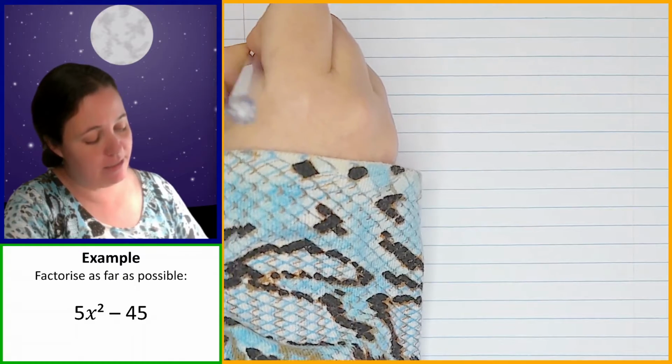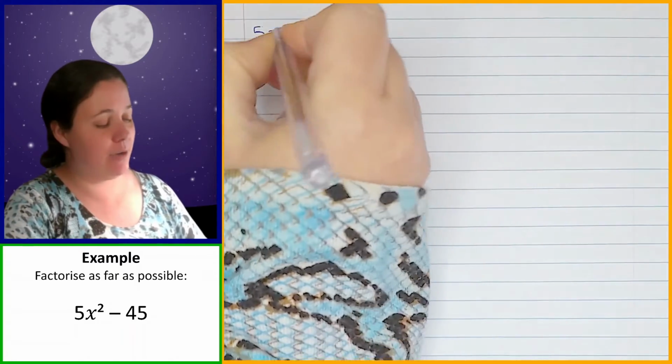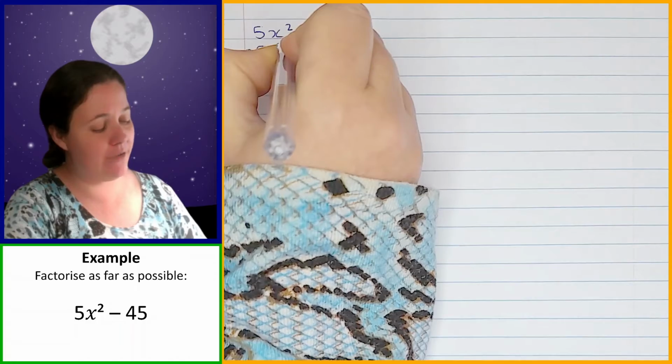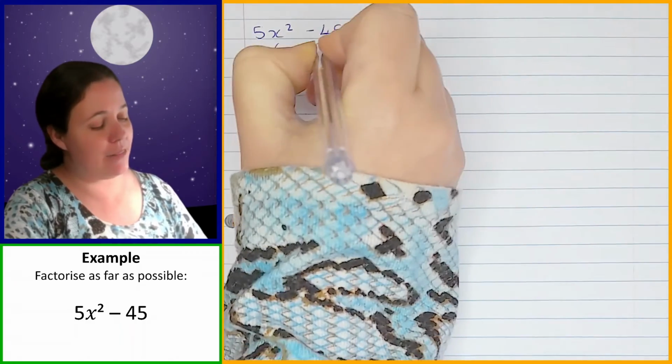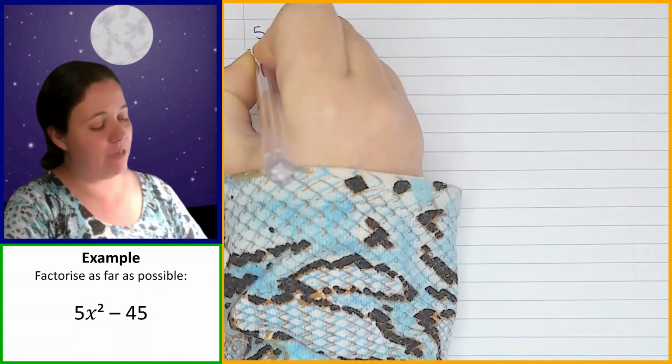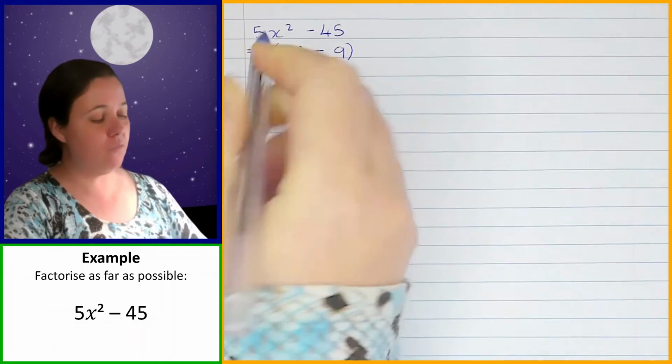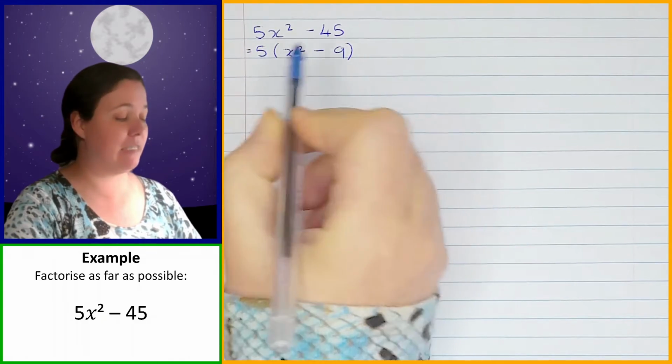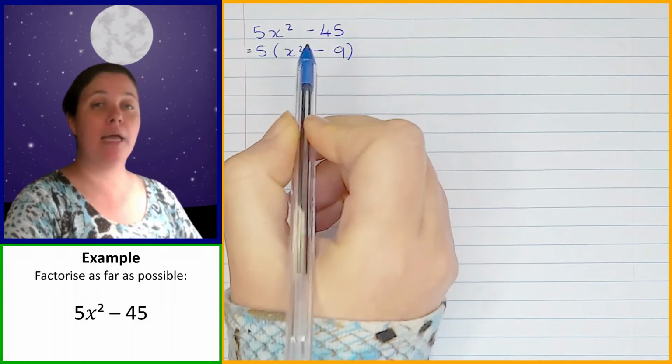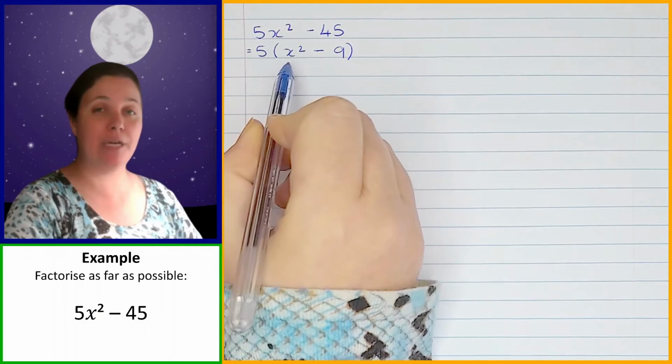I take it out like this and I write down what's left inside brackets. So 5x squared divided by 5 is x squared. And then minus 45 divided by 5 is 9. Okay, so now I've taken out my common factor. Now I look and see inside the brackets, what else can I do? Is there anything else that I can do?